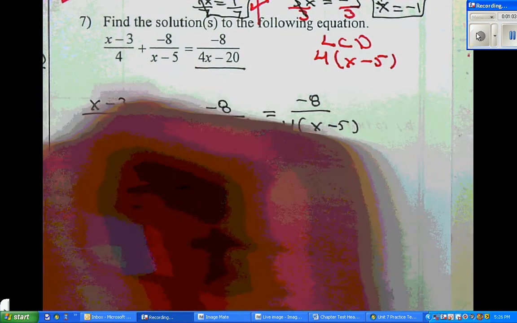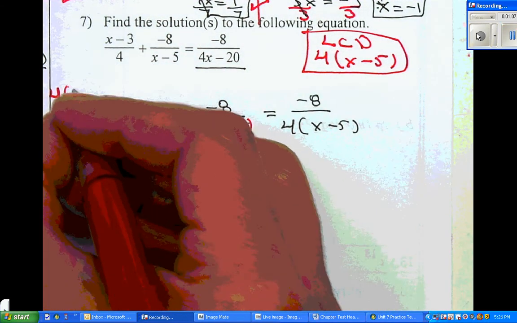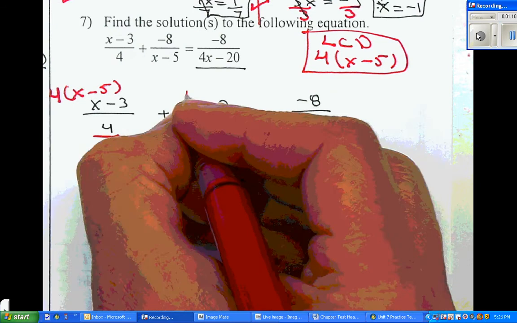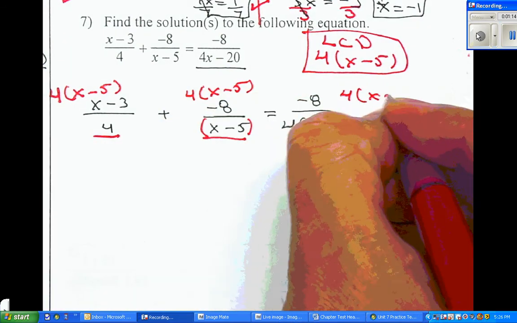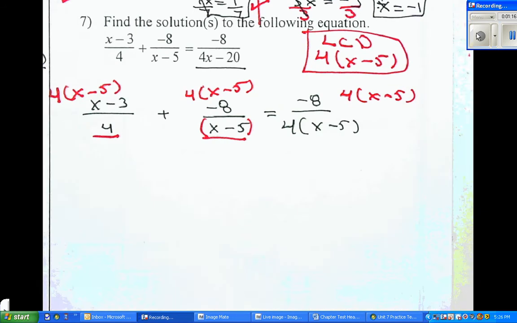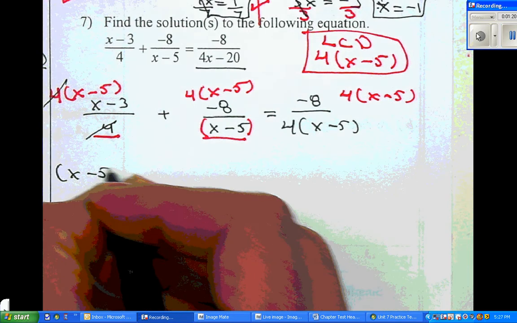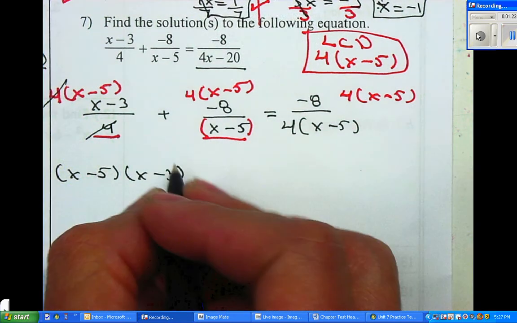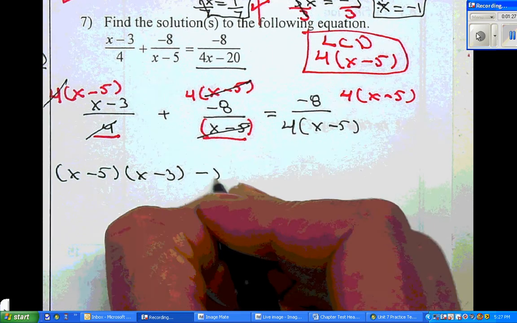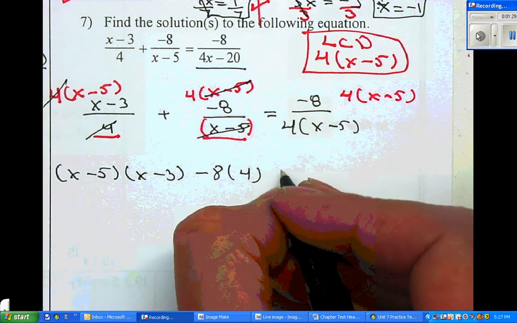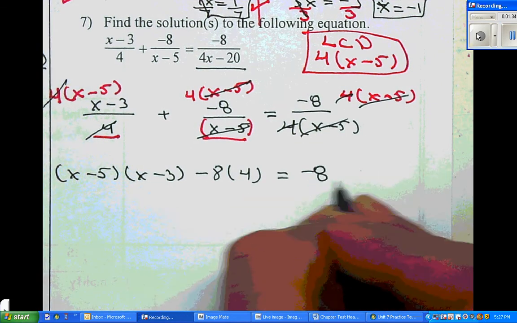So we're done. We are going to multiply each of those fractions by the LCD, 4(x minus 5). Remember, the whole purpose is to cancel the denominators. So we just have an (x minus 5)(x minus 3). Here the x minus 5 cancels, so we just have a negative 8 times 4. On the last one, both cancel, so we just have a negative 8.